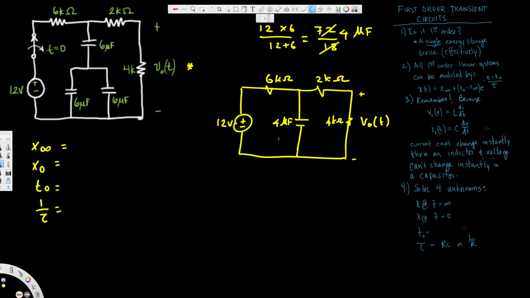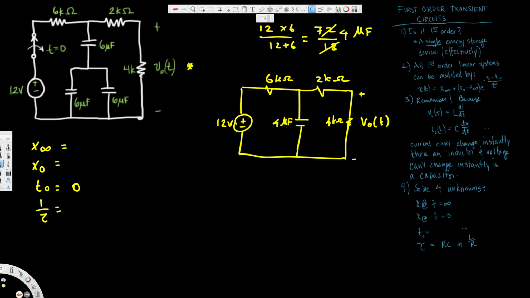Now let's start with the easiest part. T naught is going to be always 0, like most of the time. One case where it won't be 0 is when you deal with a unit step function. In that case you will be asked about a particular time, so it won't be 0 sometimes. But most of the time it's going to be 0, so that's the easiest part. Let's go to the next part.